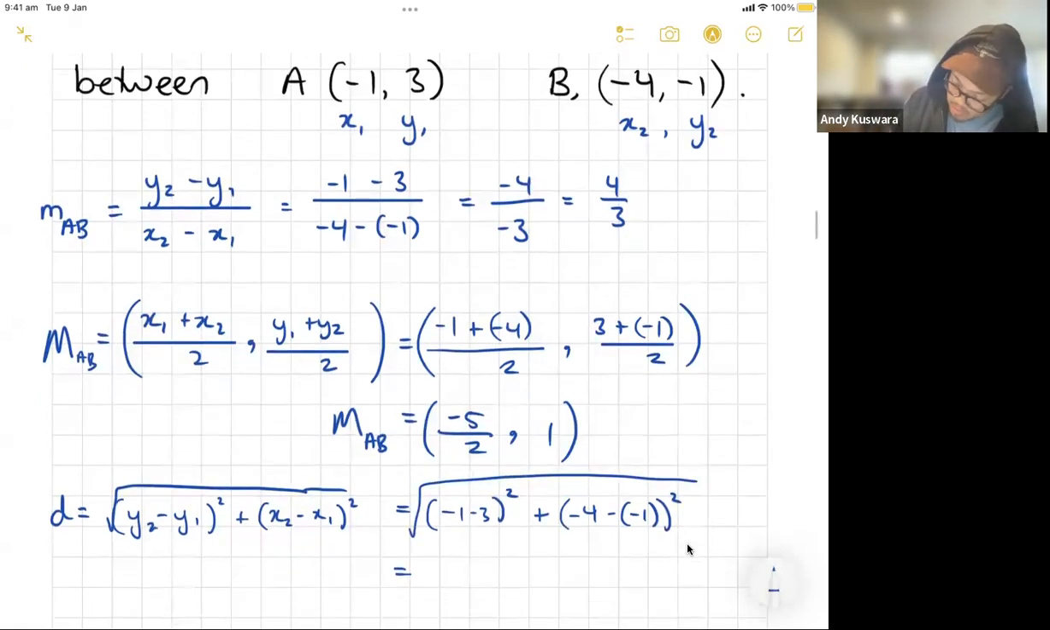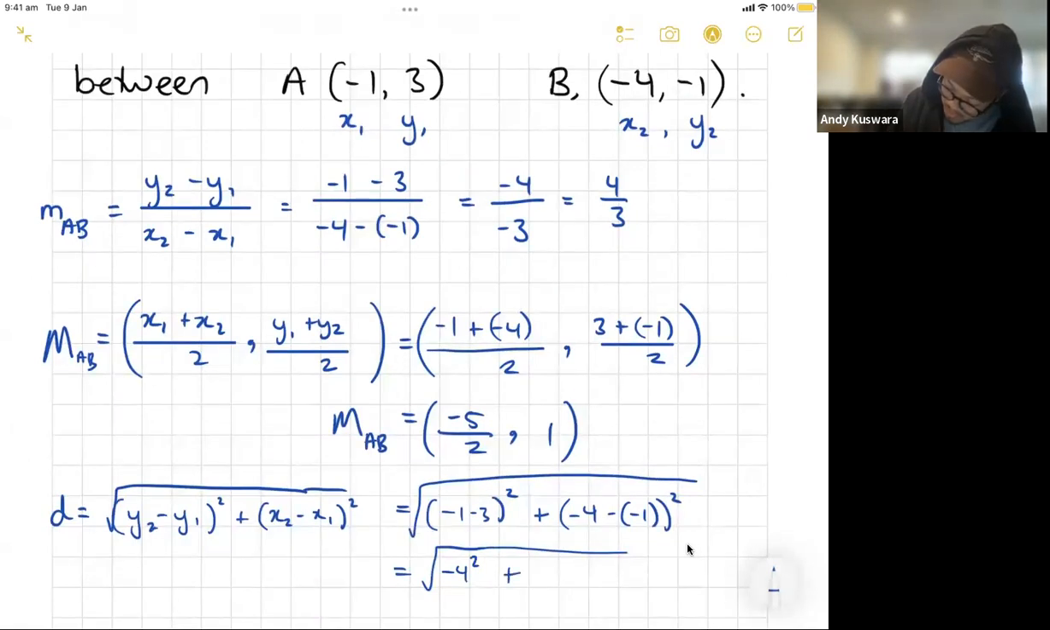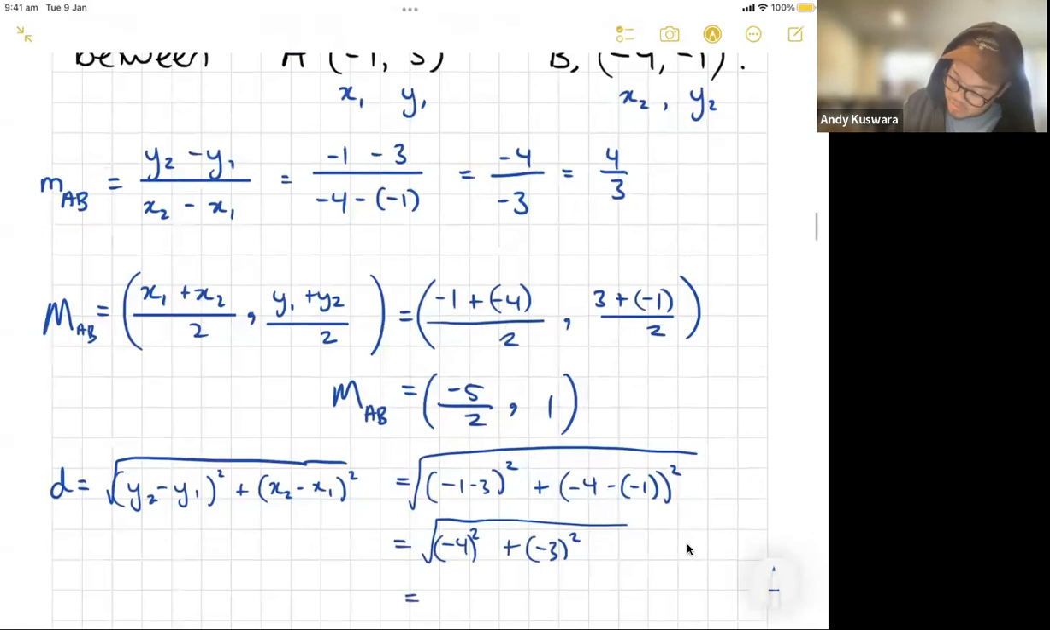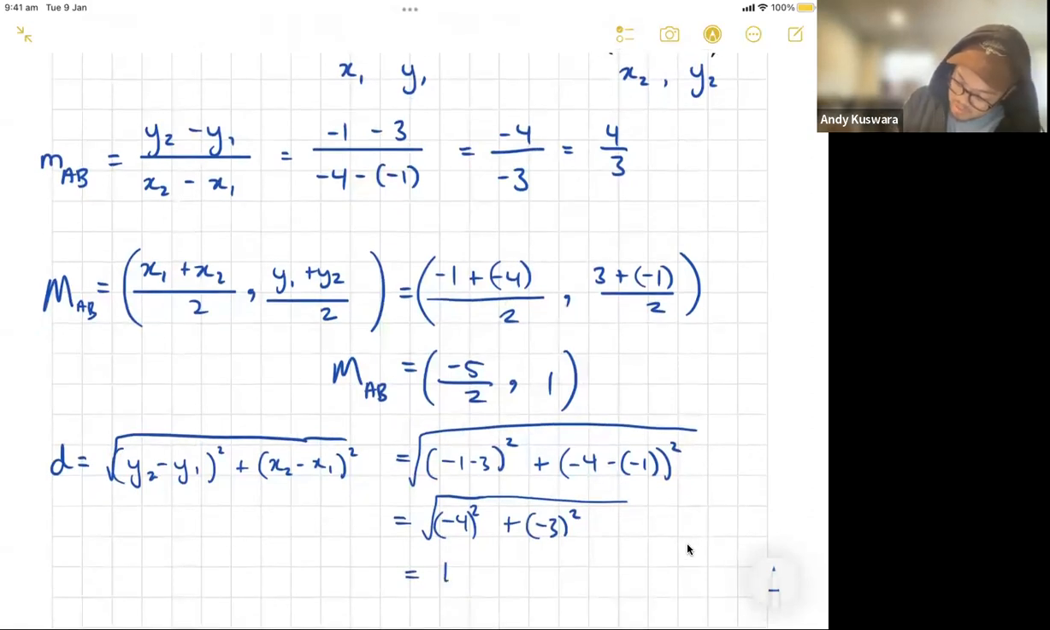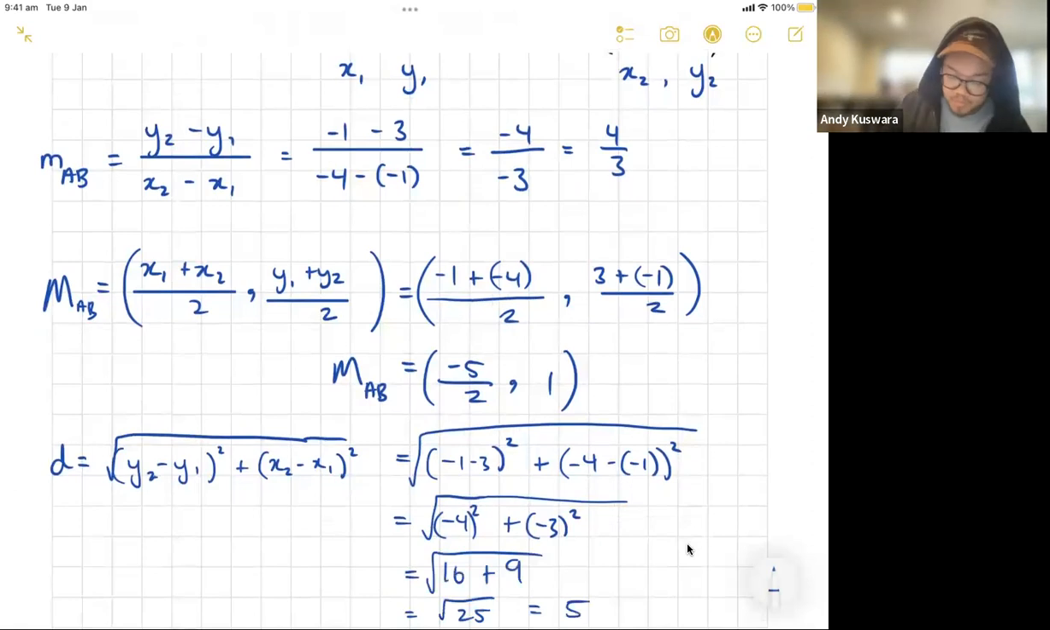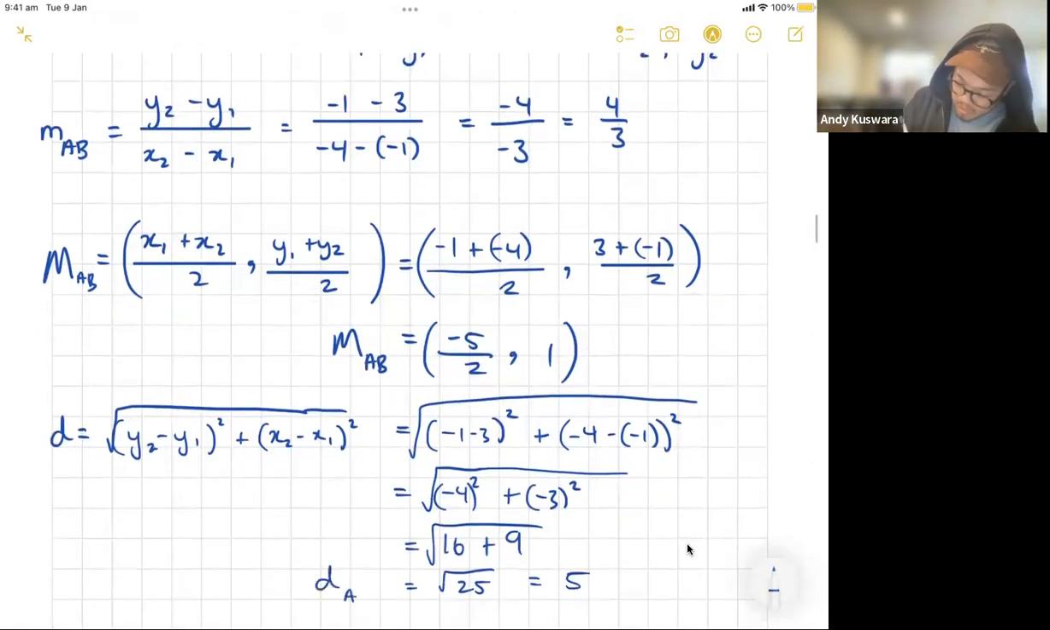This is going to be -4 squared plus, what is -4 plus 1? -3 squared. I should have put those in brackets. And so this would actually give me, wow, 16 plus 9. Who knew it'd be such a nice value, 25. The distance of A and B is just going to be a distance of 5. All right, there you go.